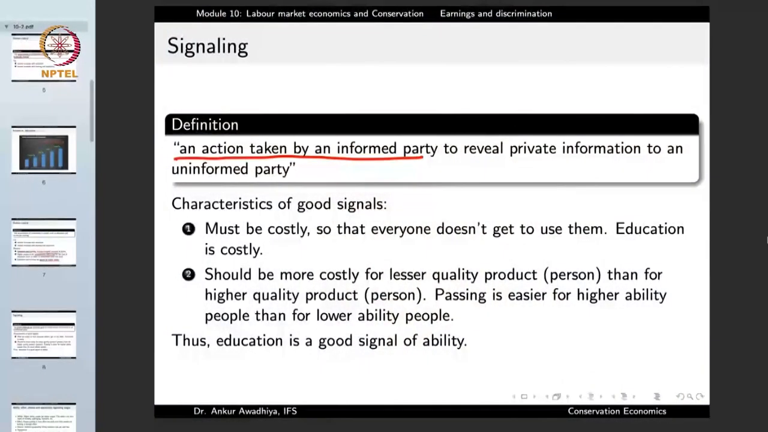He will be an asset to our organization as well, because he has already worked in such a prestigious position. So this again is a signal. Signaling is an action that is taken by an informed party to reveal private information to an uninformed party. Now, there are certain characteristics of good signals. These signals must be costly so that everyone doesn't get to use them.